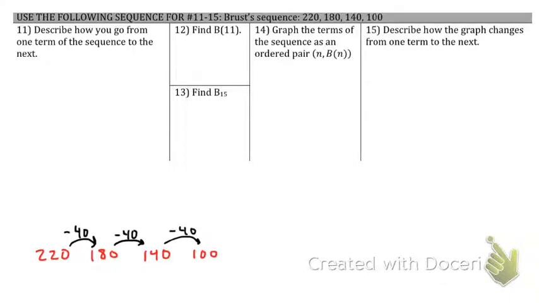And again, if you do that, it does work for all of them. We get minus 40 each time, which gives us the next number. Okay, so for number 11, I would put my answer as we are subtracting 40. Okay, number 11 is that simple. We are done with that. Let me erase this because we're going to need some room here.